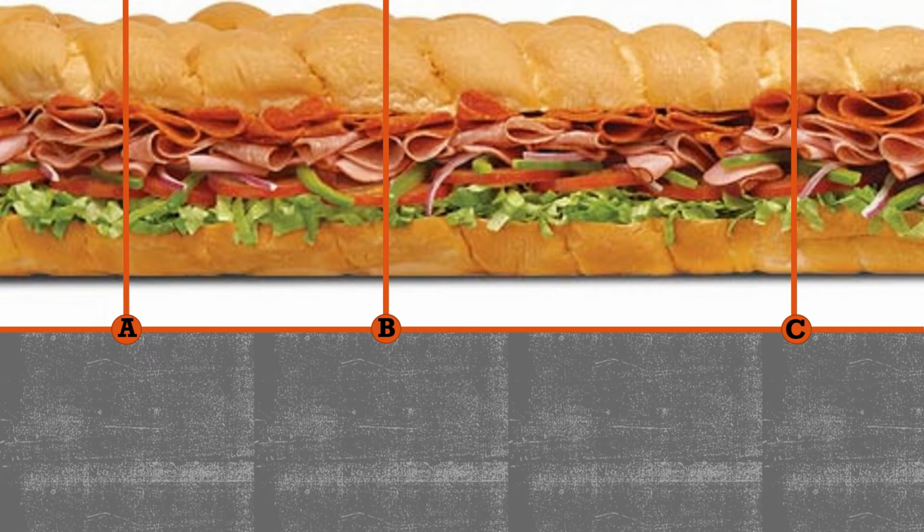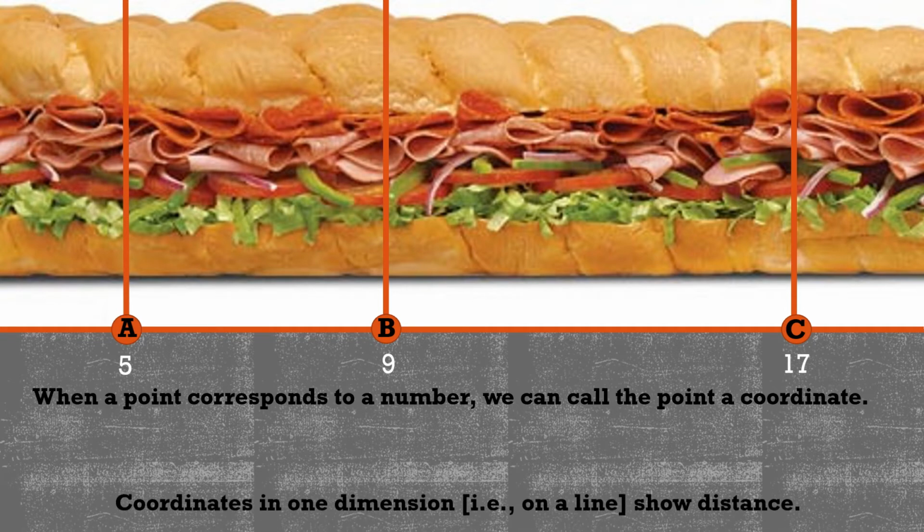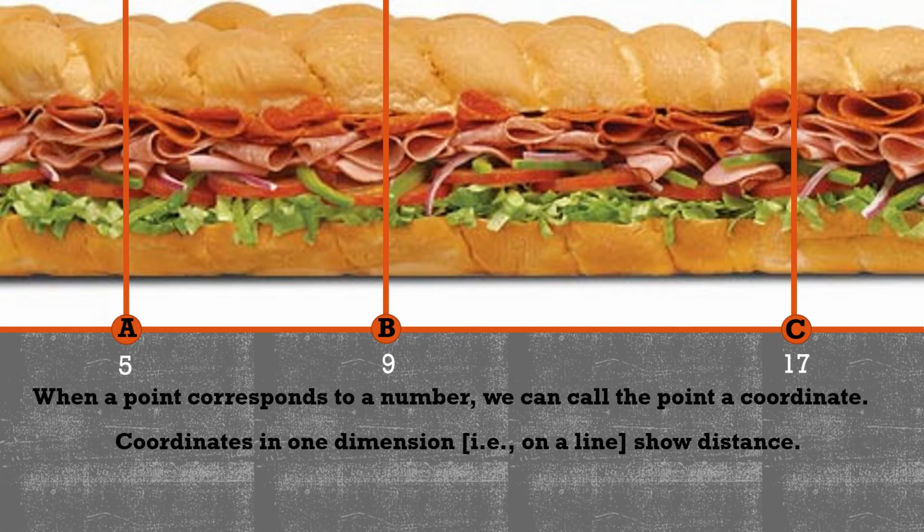Now, another way that we can look at points on a line, besides A, B, C, and so on, is to give them a value. So when a point corresponds directly to a number, we can call the point a coordinate. So let's say that A is sitting on the number 5, and B on 9, and C way up there on 17. So coordinates in one dimension, that is on a line, are going to show us distance.